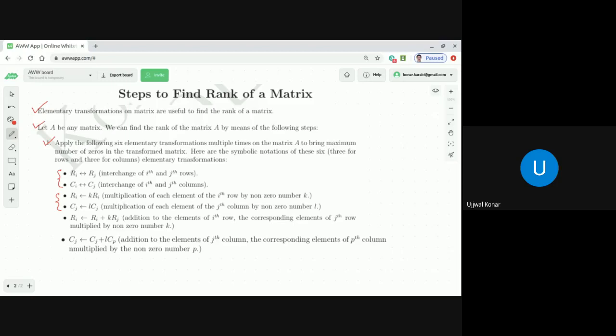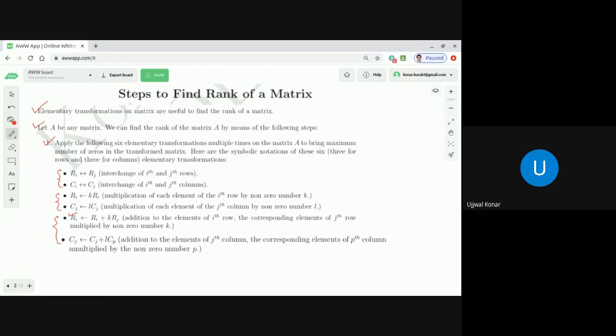And the third one is that new Ri is the old Ri plus KRj, or new Cj is equal to old Cj plus L into Cp. What does it mean? The first one, new Ri is equal to Ri plus KRj, means addition to the element of the ith row, the corresponding element of the jth row multiplied by a non-zero number K.